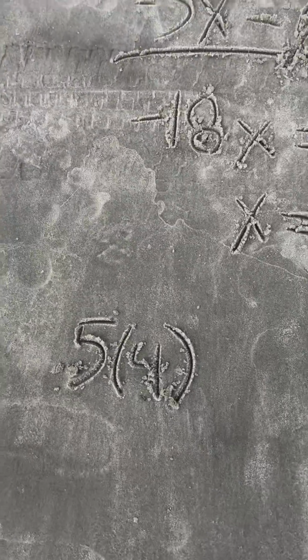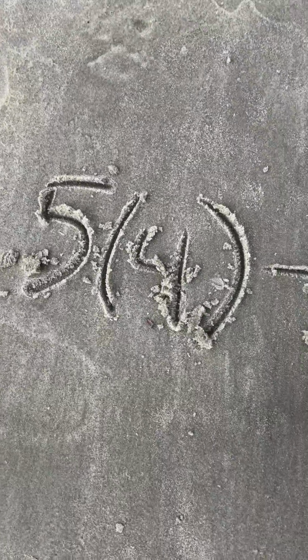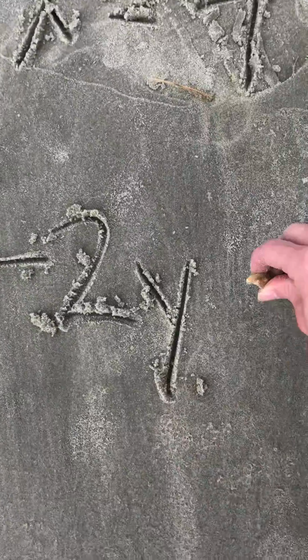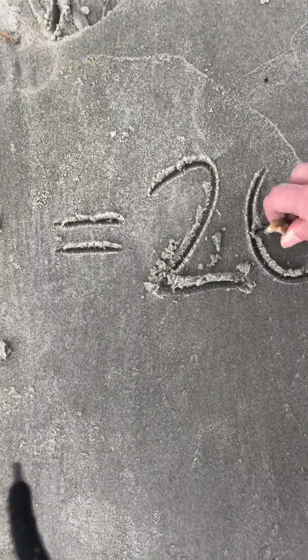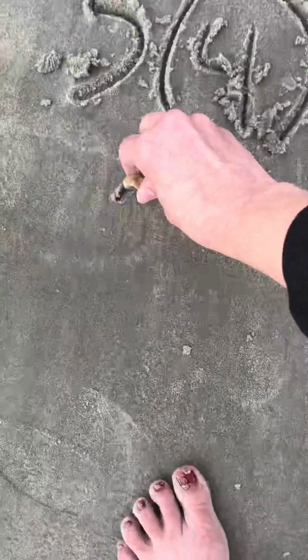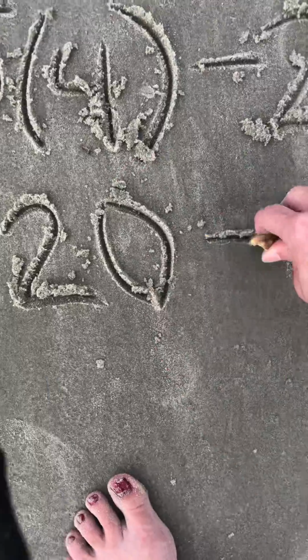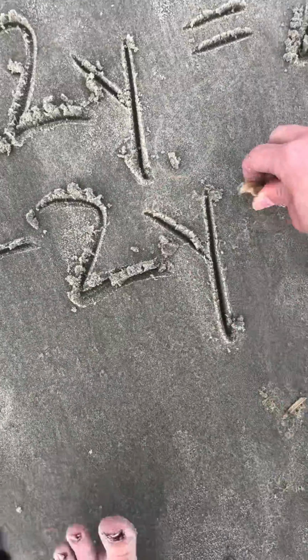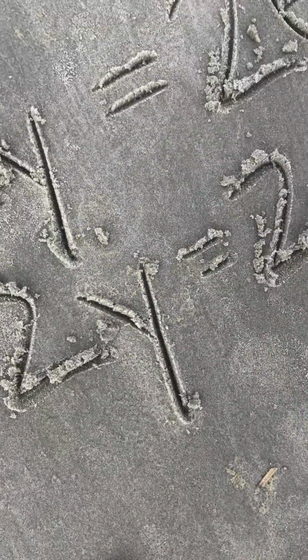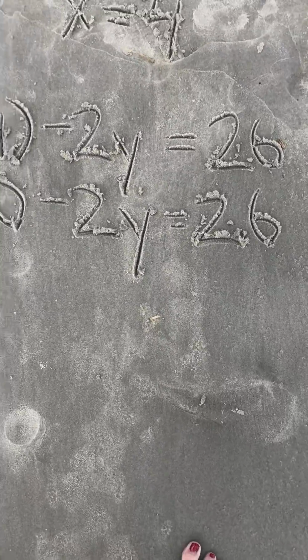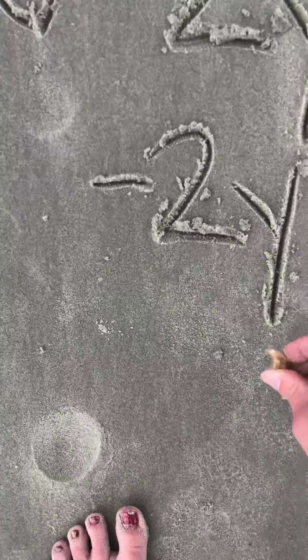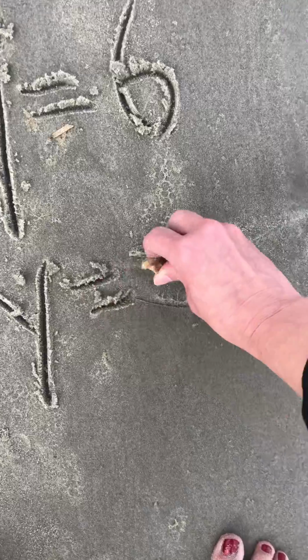We got 5 times 4 minus 2y equals 26. 5 times 4 will make 20. Negative 2y equals 6. And whenever I divide, I'm going to have y equals negative 3.